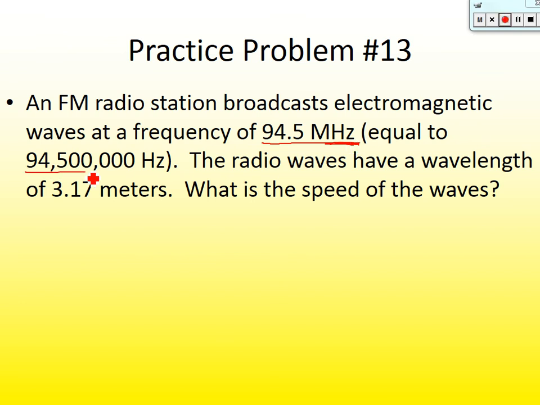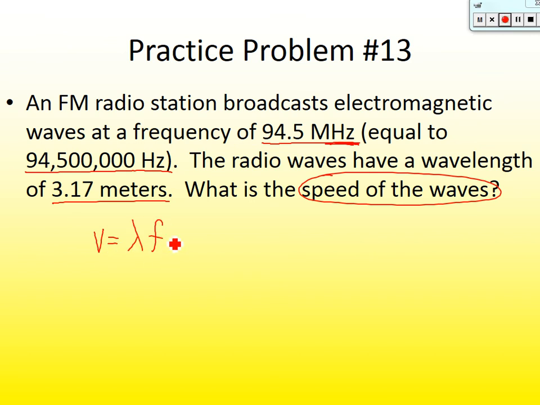So this would be 94,500,000 hertz. That's a lot of waves per second. The radio waves have the wavelength of 3.17 meters. What is the speed of the wave? So let's go to that equation for speed of the wave. So V is equal to wavelength times frequency.